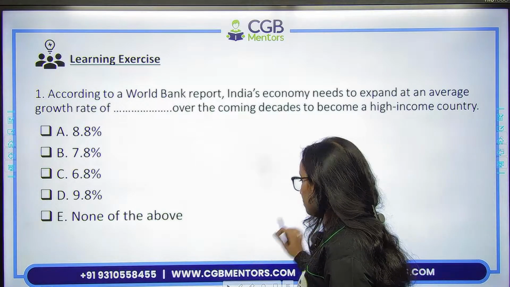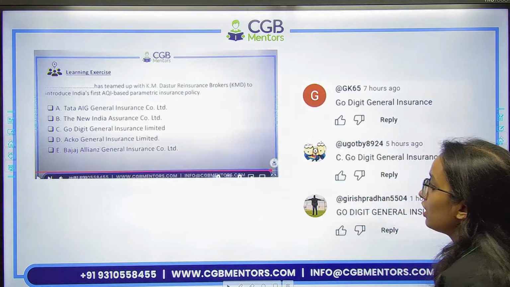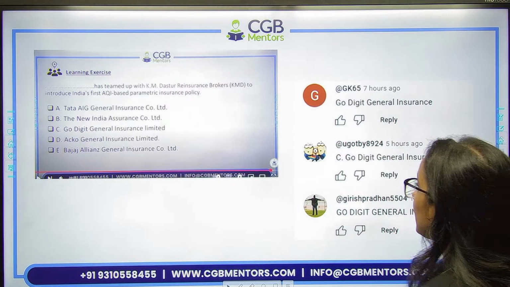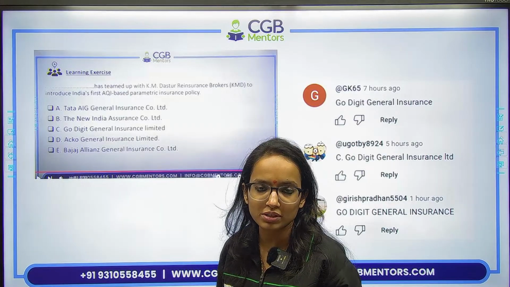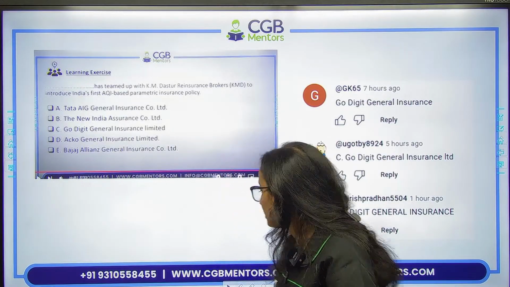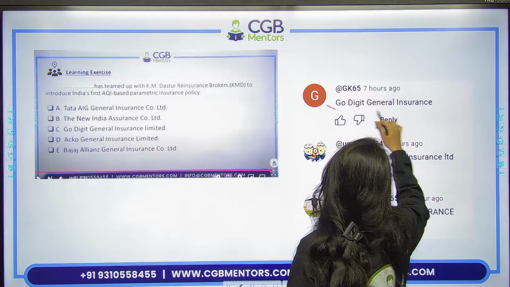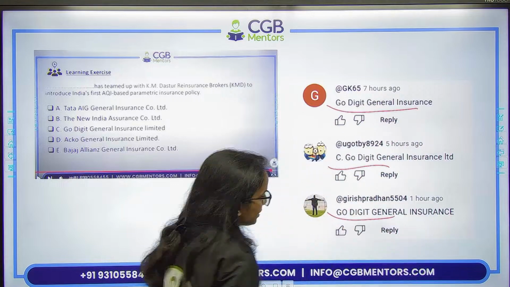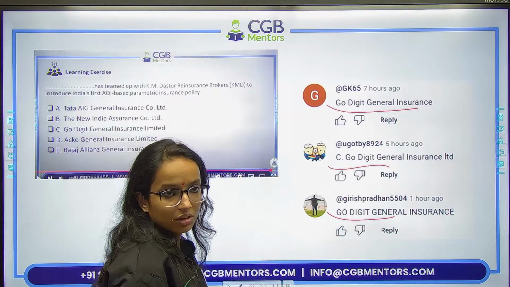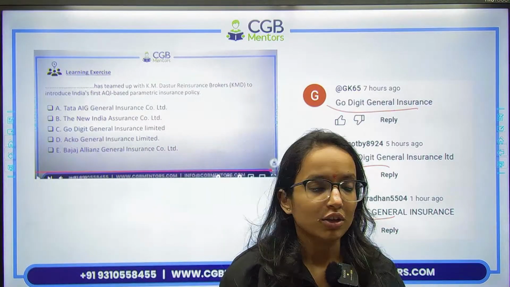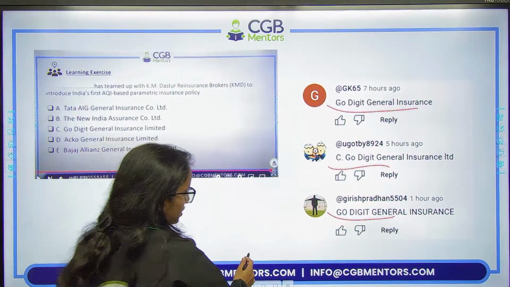Last question, which was given in the last class: which of the following has partnered with KM Dastoor Reinsurance Broker to introduce India's first AQI based insurance for laborers? So yes, the correct answer here is Go Digit General Insurance. All of you have provided the good answer. Girish Pradhan, all of you have provided the right answer. So yes, the correct answer is Go Digit General Insurance.